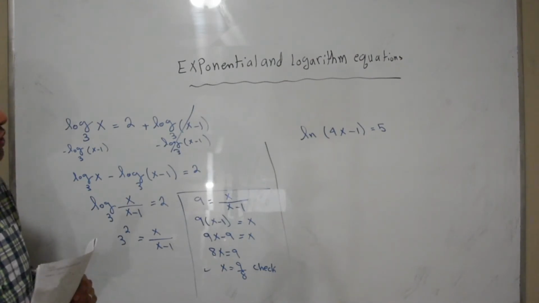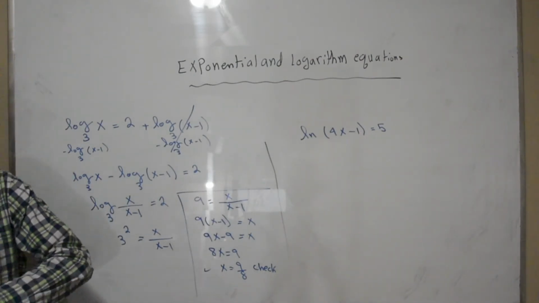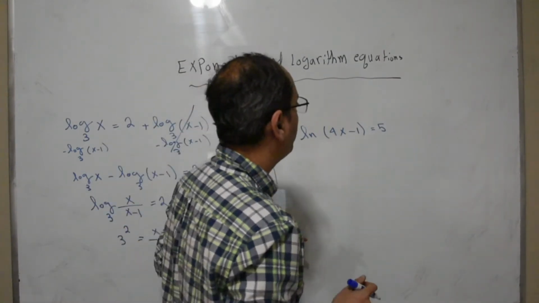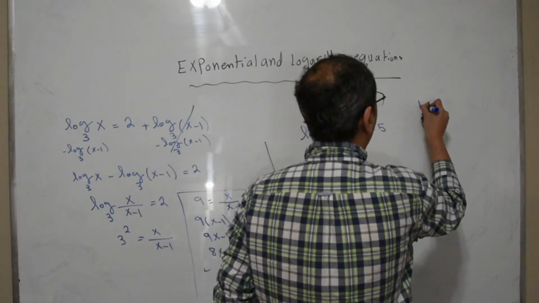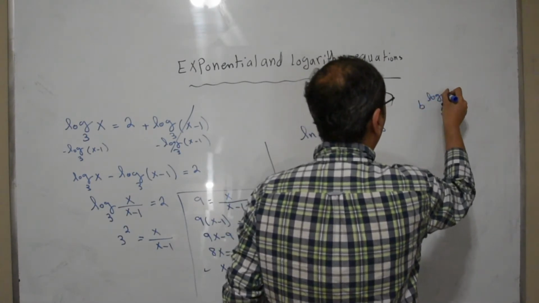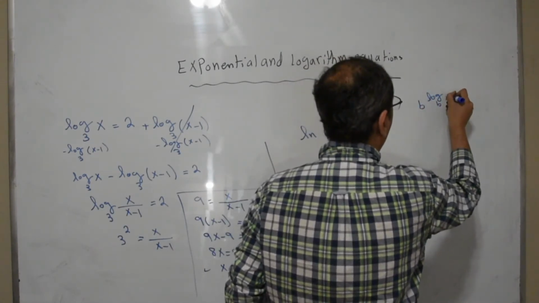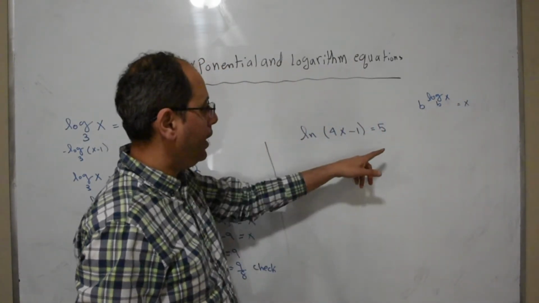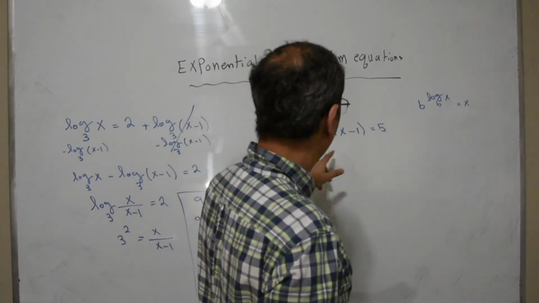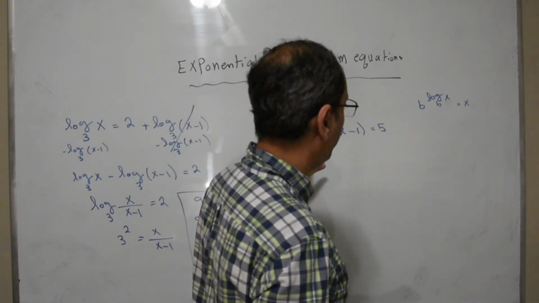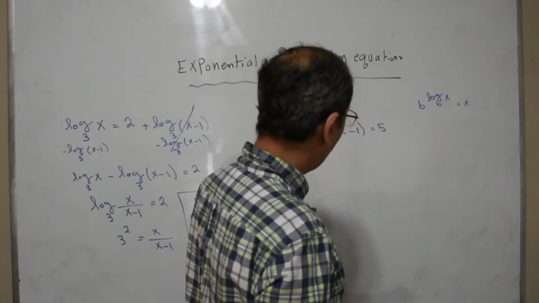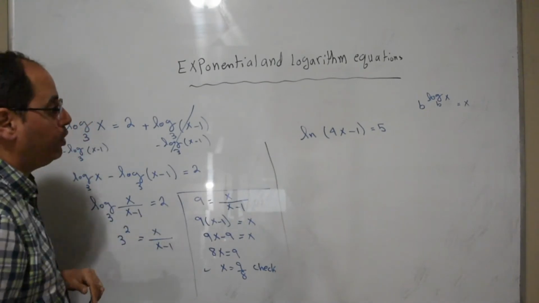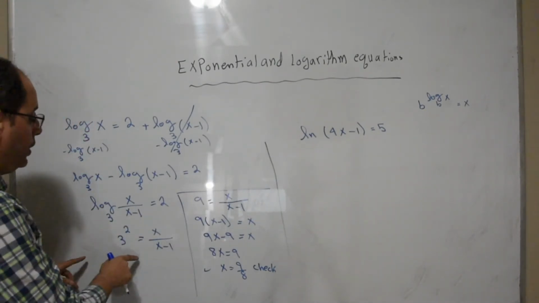So there are 2 ways to think about this problem. Way number one is to use b to the log base b of x equals x. So this is a way to think about it, and here the base is e. The other way is to convert this one to the exponential form, as we did here.